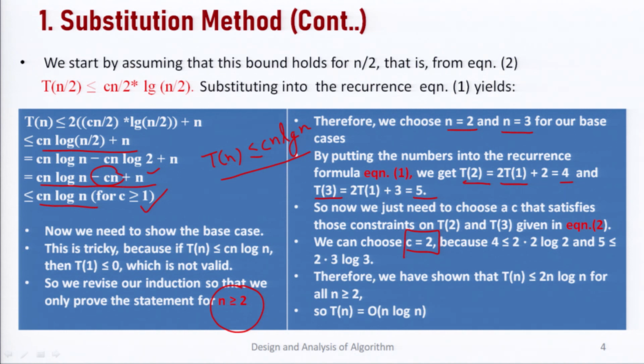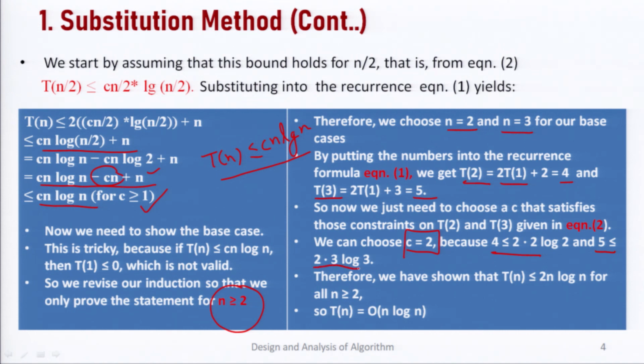So now just see, if we take the value of C as 2 and we put the value of n as 2, so 2 into 2 log 2, log 2 base 2 is 1. So 2 into 2, that is 4. So just see here, 4 is coming, 4 is less than or equal to 4, we are getting over here. Similarly, if we put the value of n as 3, we are getting 5 over here.